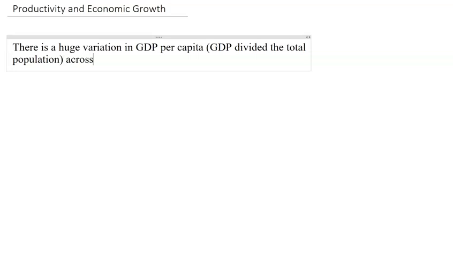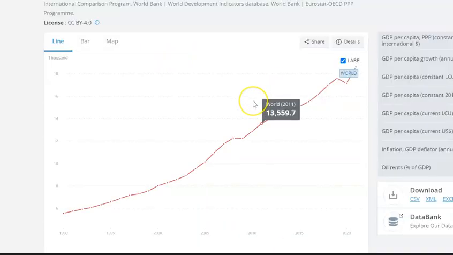One thing we notice across the world is that there is a huge variation in GDP per capita, which is basically GDP divided by the total population, across countries. So there are some countries that are very wealthy, and then there are some countries that are considered to be very poor. Now, if we look at countries, I got this from the World Bank.